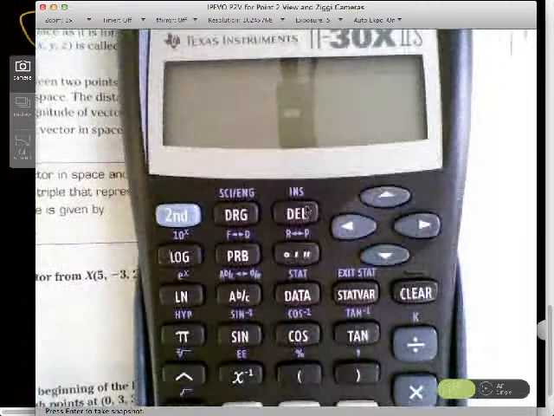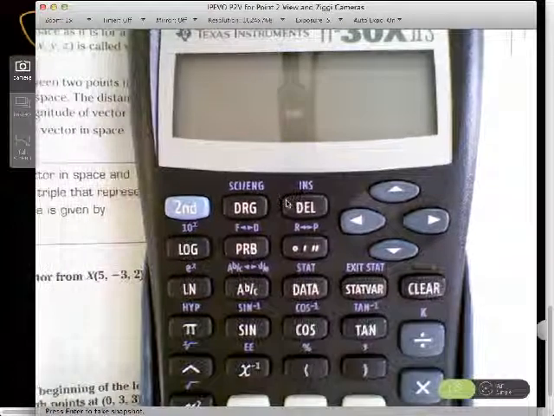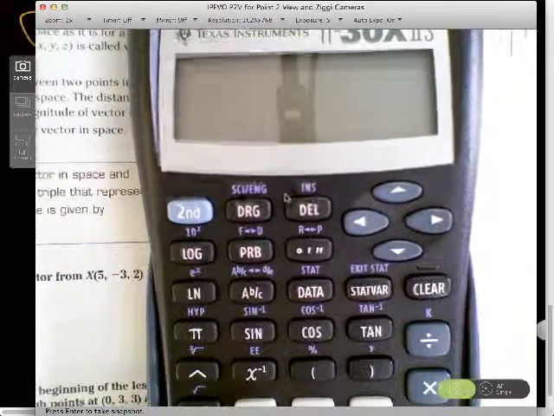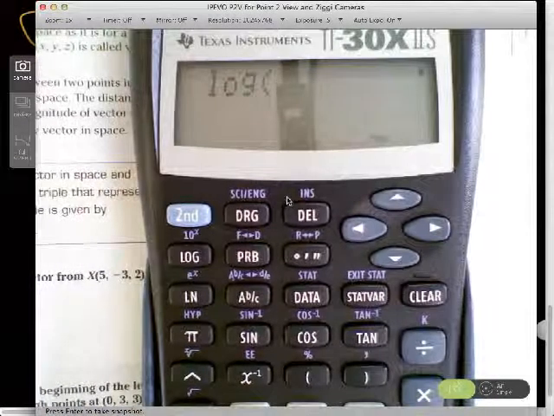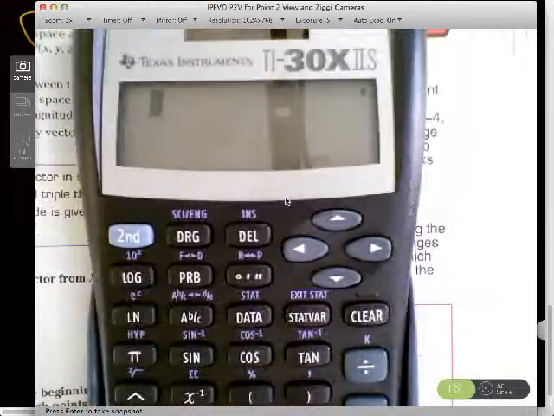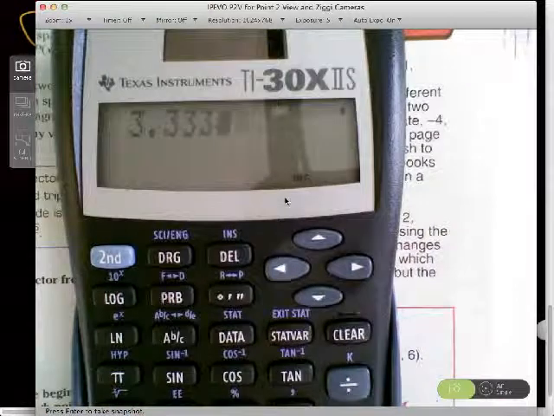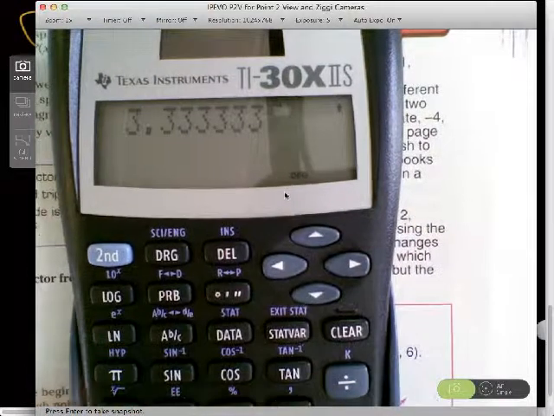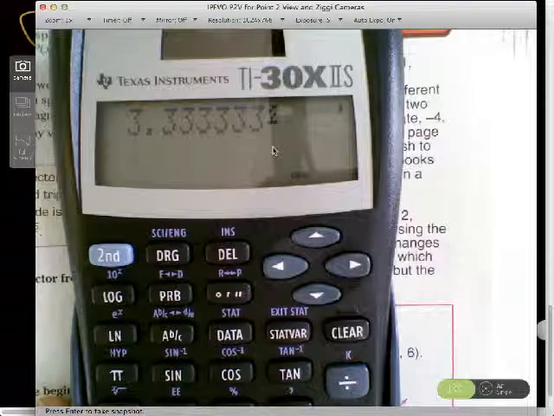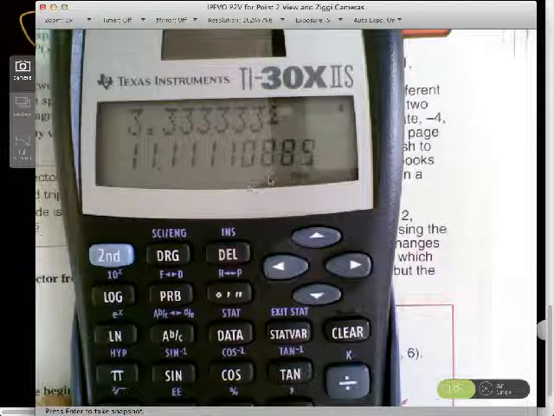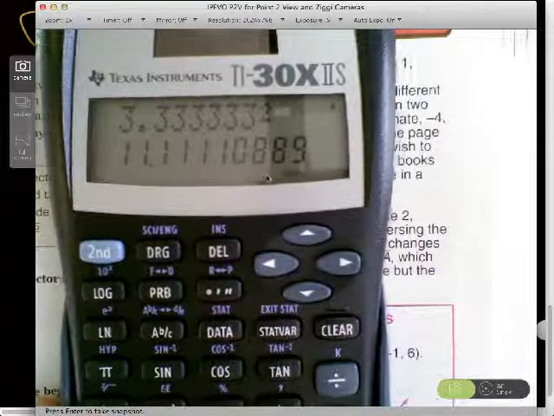It's 3.3 repeating, because that would be 9.9. Well, let's actually check that out. 3.33333. And if I raise that to the second power, you're saying that should equal 10? 9.999, which is no, that's too big. 3.2 is what I said.